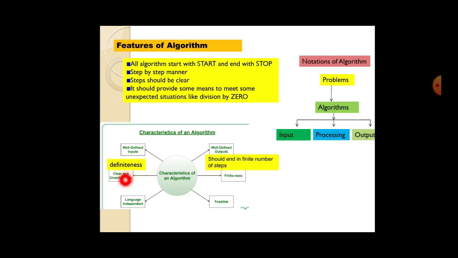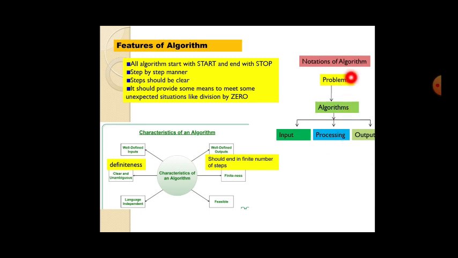Then clear and unambiguous, that is definiteness. Then language independent and feasible. Feasible is for any person to see the algorithm and he can code it, and it should be language independent. So you can't write in Kannada and ask a person to code it. So it has to be written in English so that he can read and start doing coding.